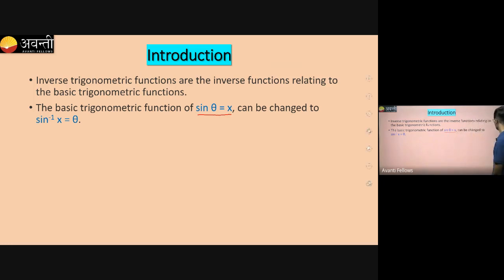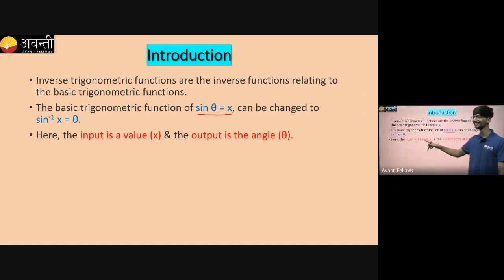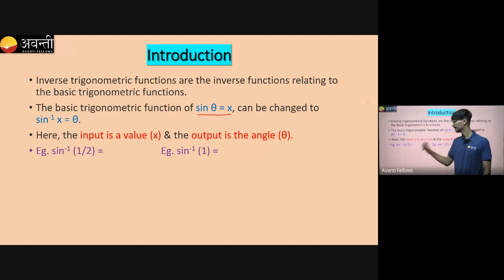So as we have seen this, very important, it is highlighted here as you can see. The input is the value for inverse trigonometric functions, which is x, and the output is the angle. Now after this, I want you to note a very silly mistake that is made. But before that, let's get to some examples.